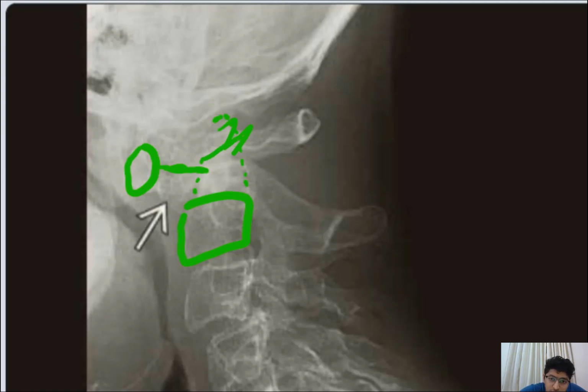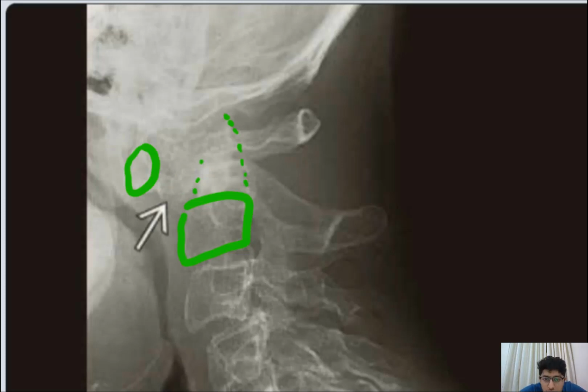But what we can see clearly is how the anterior arch is slightly away from the odontoid process, and it is corresponding to the body of the odontoid process and not the dens. Normally it is present at the level of the dens.